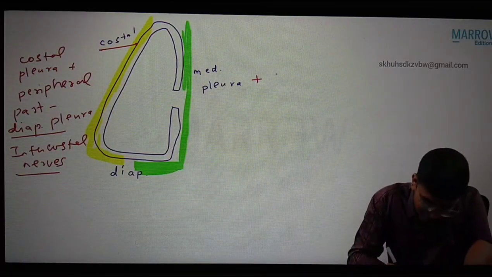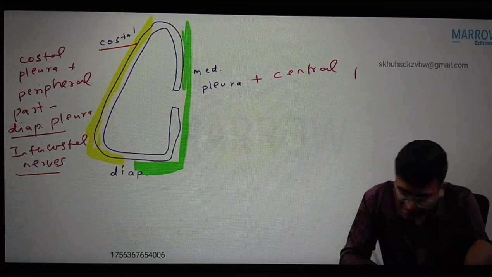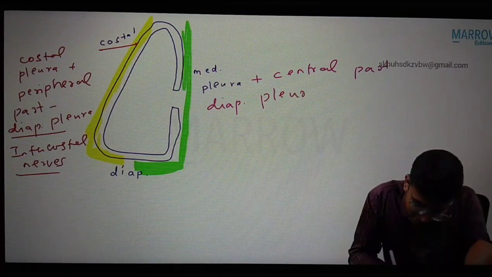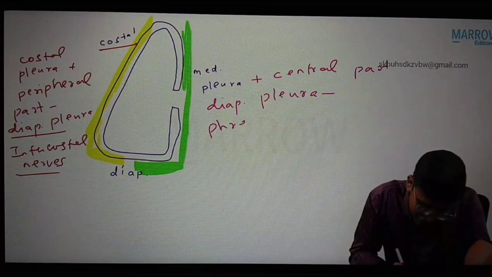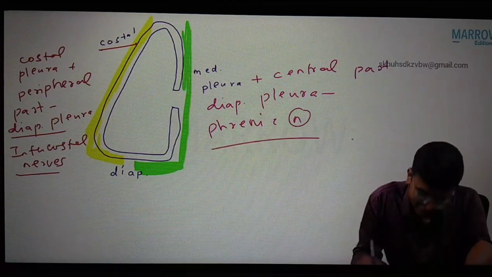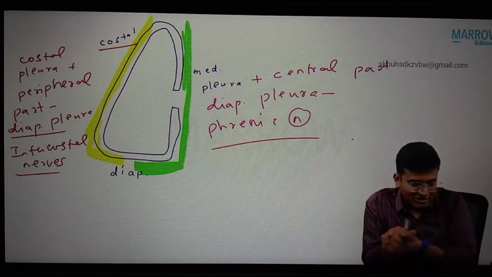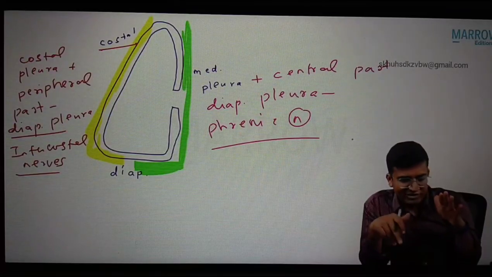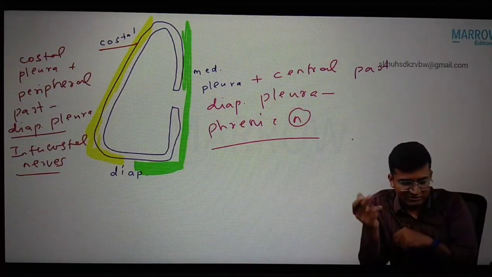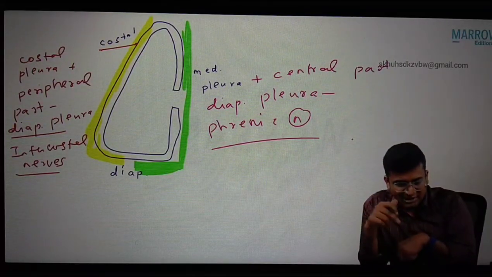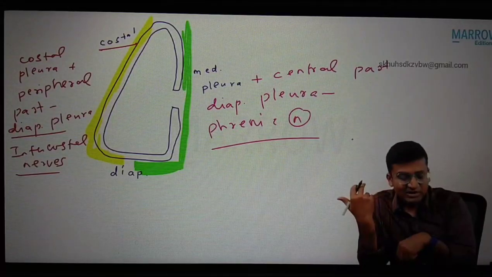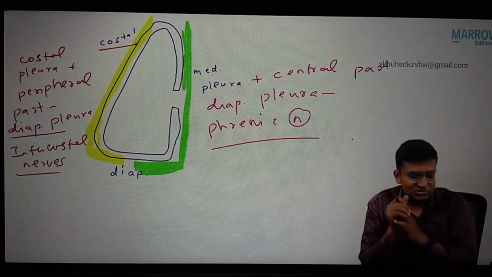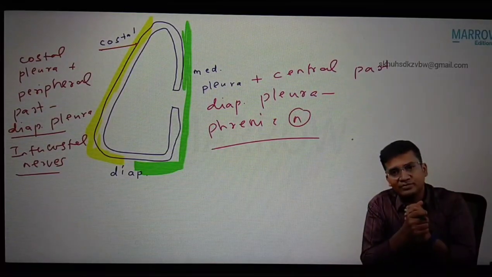So, mediastinal pleura plus the central part of the diaphragmatic pleura, it is supplied by which nerve? Phrenic nerve. Okay. So that's all about the nerve supply of pleura. Very simple. Just draw the diagram. Costal pleura and the peripheral part of diaphragmatic pleura, intercostal nerve; mediastinal pleura and central part of diaphragmatic pleura supplied by phrenic nerve. Okay, right. So that's all about the pleura.